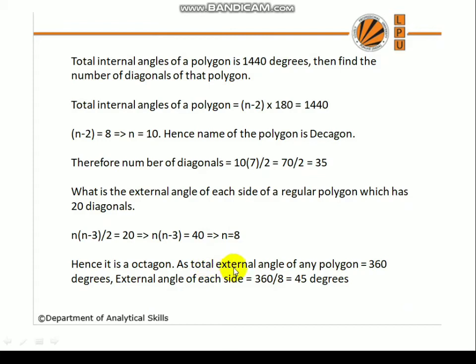The total external angle of any polygon, as we just said, is 360 degrees. The external angle of each side of this octagon is 360 divided by 8, which is equal to 45 degrees. Hence, the external angle of a regular octagon is 45 degrees.